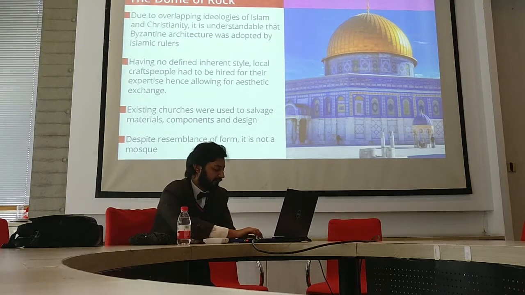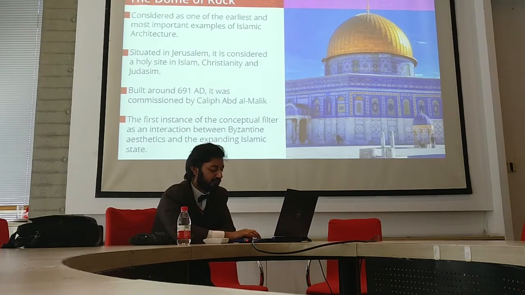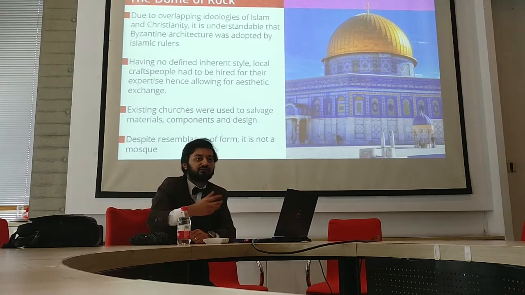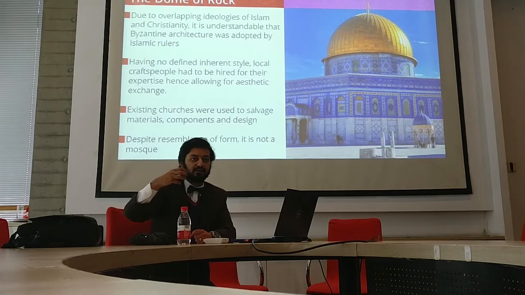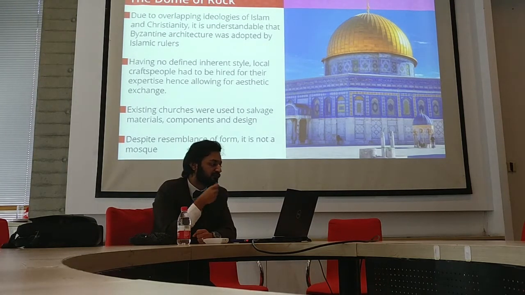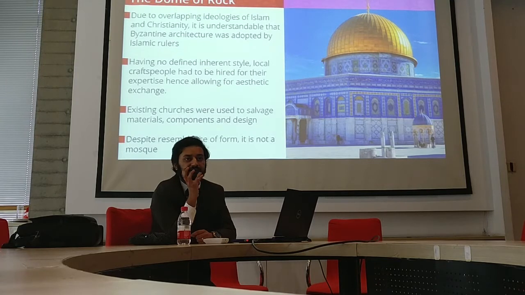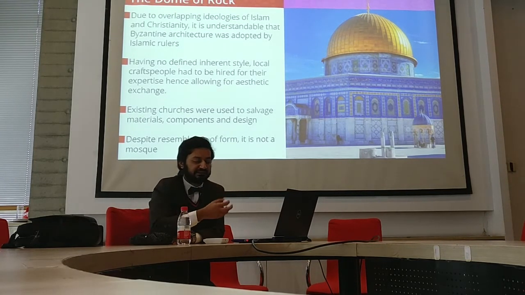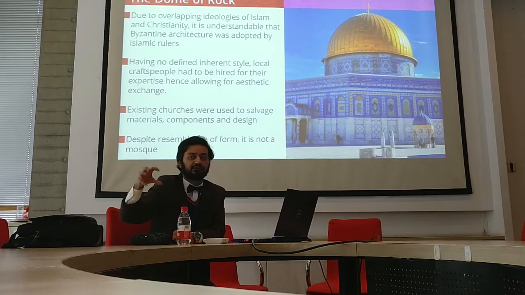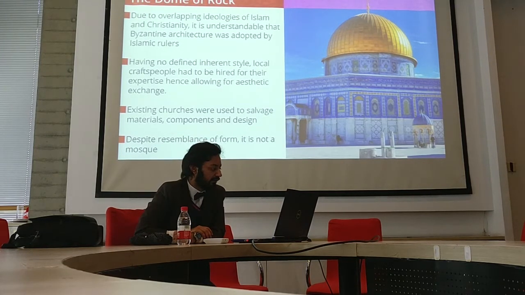When Caliph Abdul Malik's forces took over Jerusalem, this is when the Islamic religion was new and they were looking to expand into different regions. So as soon as they conquered Jerusalem, they needed a monument to show the people around them that there's going to be a new ruler, a new religious center. So they looked at Byzantine architecture and took those elements.